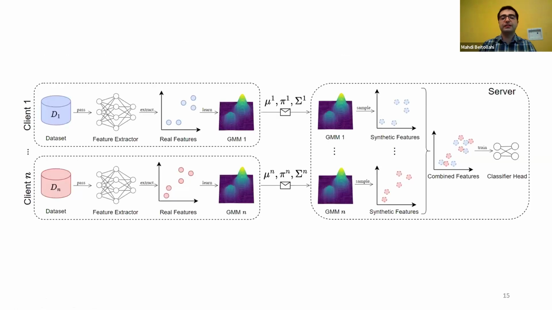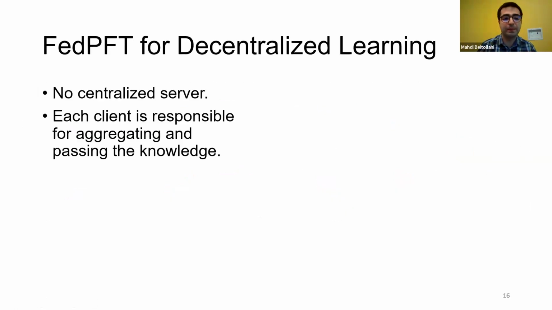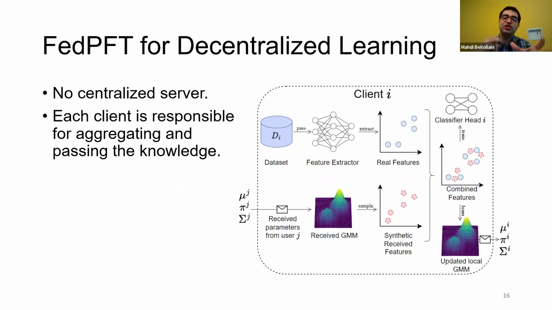So what I talked about here was for the centralized scenario where we have a server. But what about this decentralized case where we don't have a centralized server? In that case, each client is responsible for aggregating and passing the knowledge, right? So this setup of GMMs can also be applied in that scenario, where, let's say, each client already has our real features.